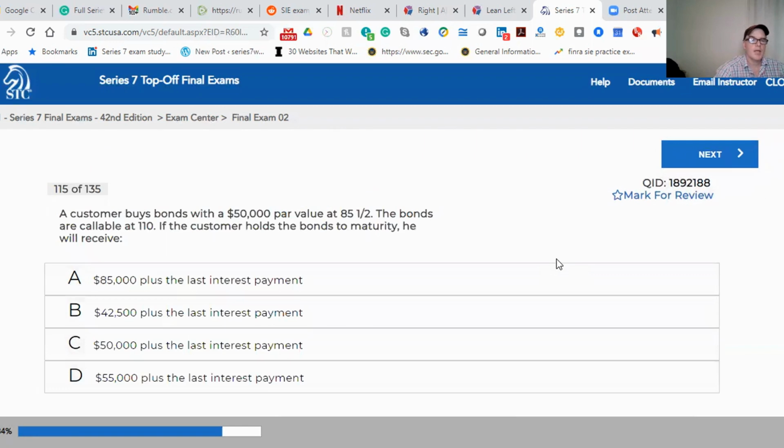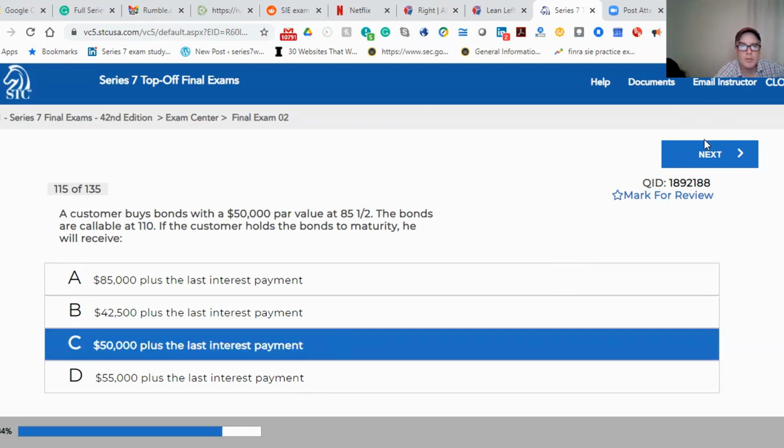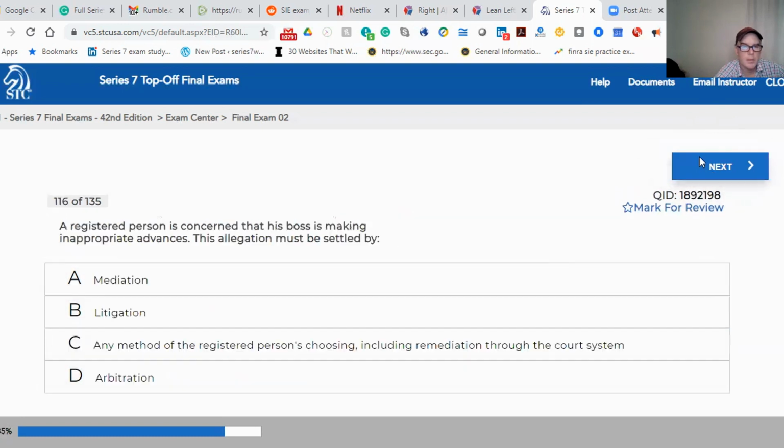Okay. The customer buys bonds with $50,000 par value at 85.5, which is 855 or something like that. The bonds are callable at 110. If the customer holds a bond to maturity, he will receive 50,000 plus the last interest payment. So it should be C, because par value is 50, you get par at maturity. So you should get 50 plus the last 6 months interest. It should be that. Good.